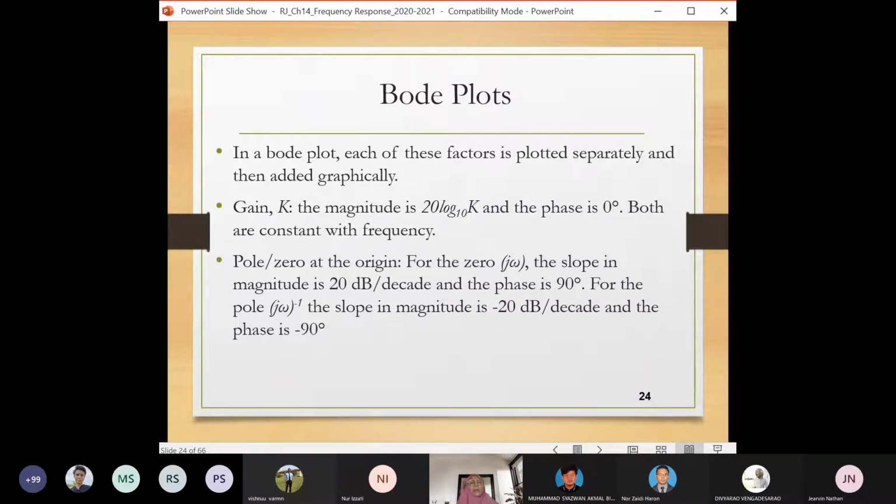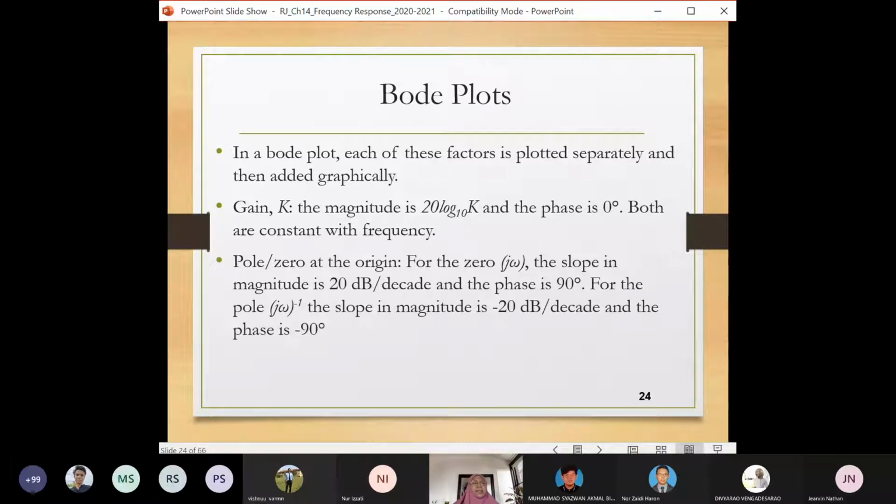Only the zeros and poles are changing. So the pole or zero at the origin: for the zeros, jω, the slope in magnitude is 20 dB per decade, and the phase is 90 degrees. For the poles, (jω) to the power of negative 1, the slope in magnitude is negative 20 dB per decade, and the phase is negative 90 degrees.